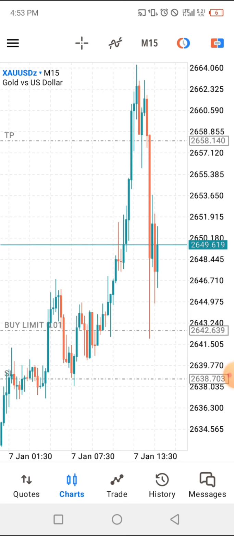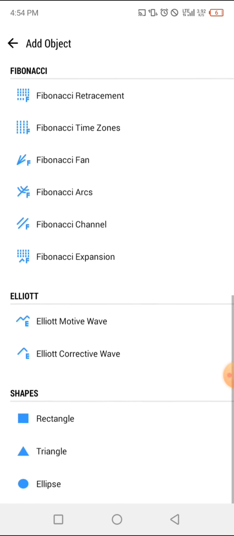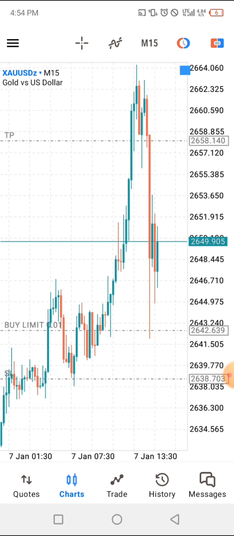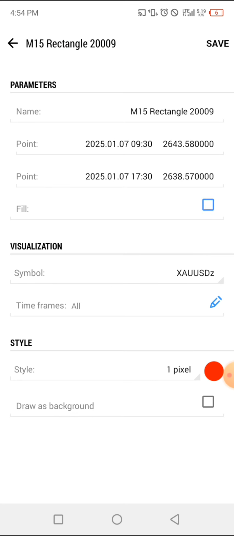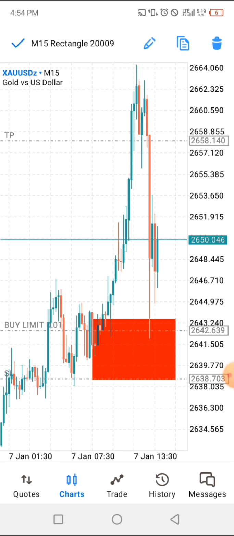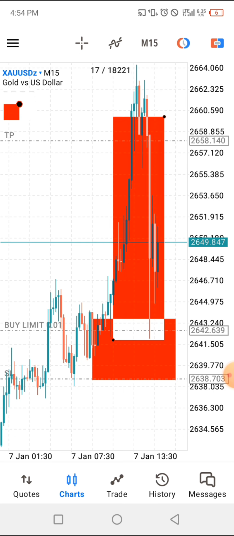So if you had planned to take a trade like this, and the market taps this zone, let me use rectangle. So if this would have been your stop loss zone, then here is now your take profit zone.